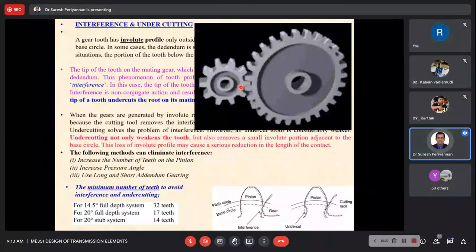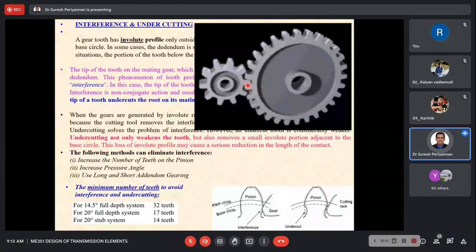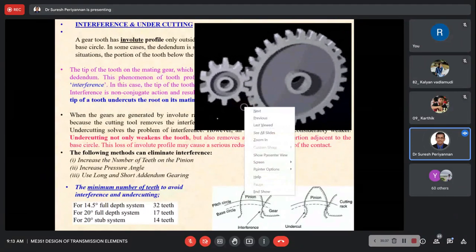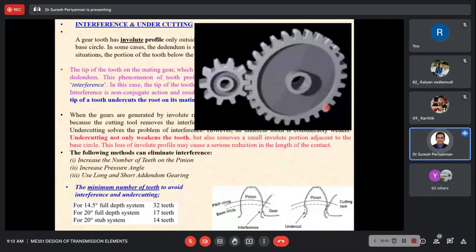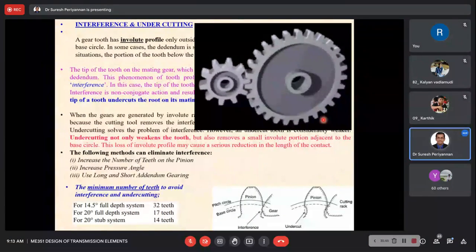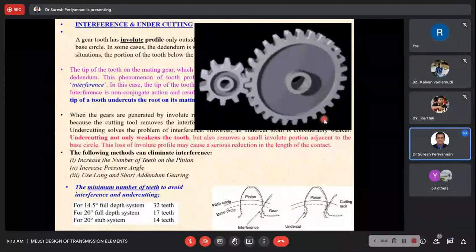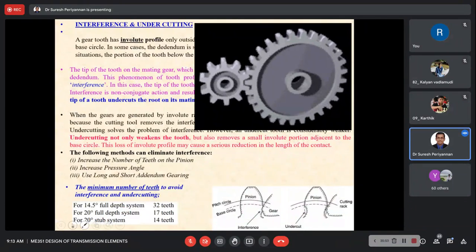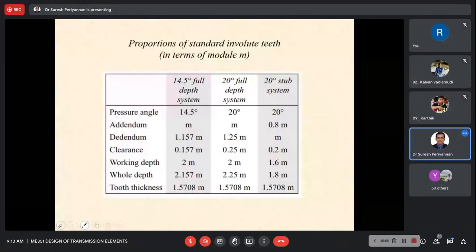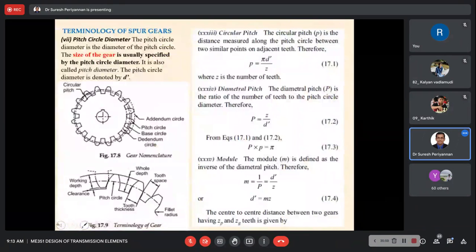Once it begins touching the mating teeth, once engagement happened at the common point of contact, how much distance is traveled up to the end? That is arc of recess. Now, arc of contact equals arc of recess plus arc of approach. That's all. Are you clear? Any doubt? Guys? No, sir. Okay, thank you. These are the important terminology.